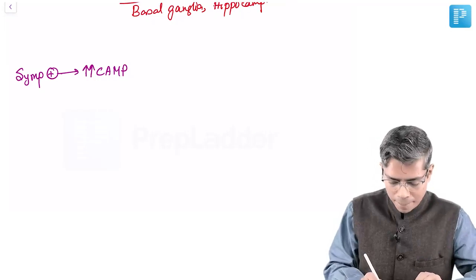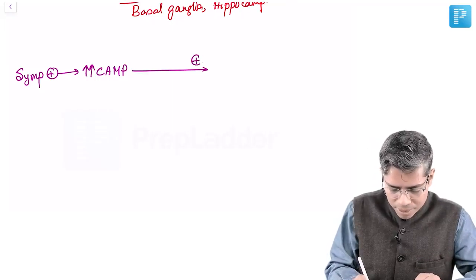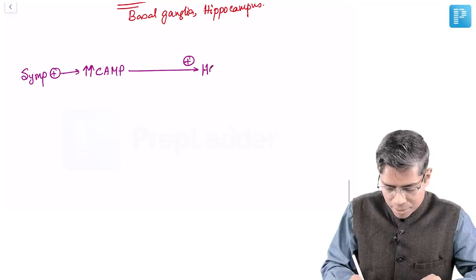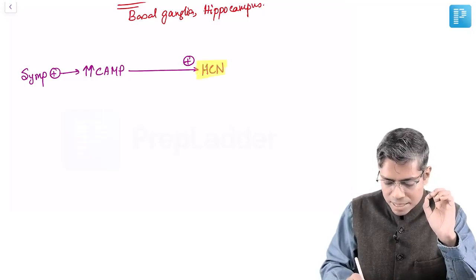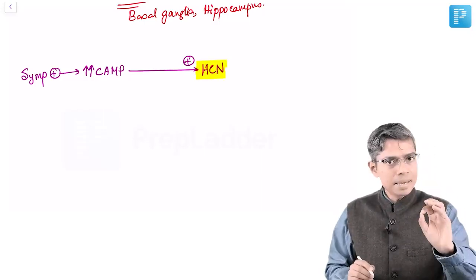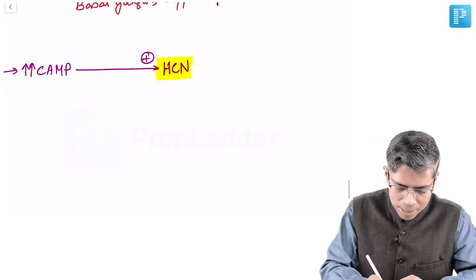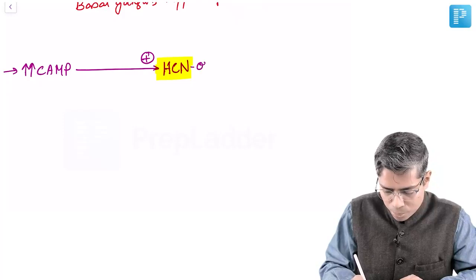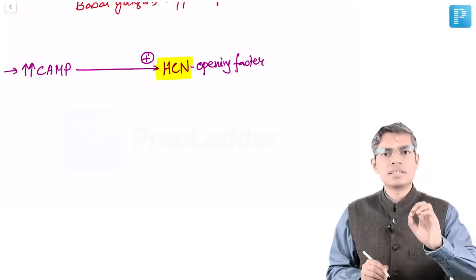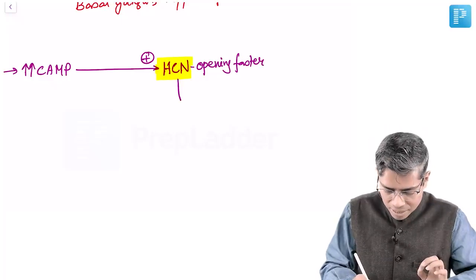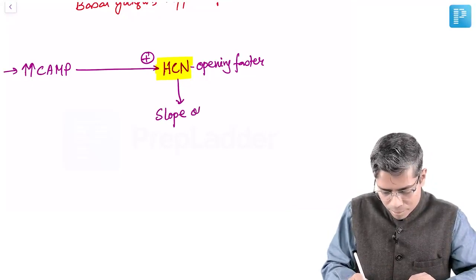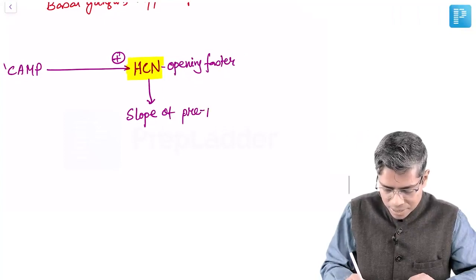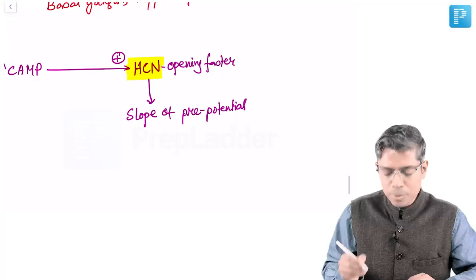Now this cAMP is a stimulus for the HCN channel. Obviously, because the name of this HCN channel is hyperpolarization induced cAMP gated channel. So whenever the cAMP is high, the HCN channel opening will be faster. What do you mean by stimulation of this HCN channel? HCN channel opening will be faster. Whenever the HCN channel opening is faster, what will happen to the slope of the prepotential phase? That is very important. What will happen to the slope of the prepotential phase?